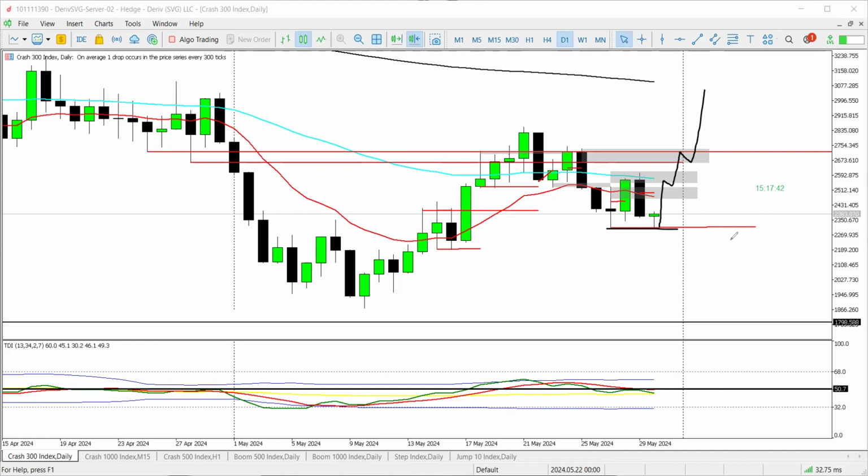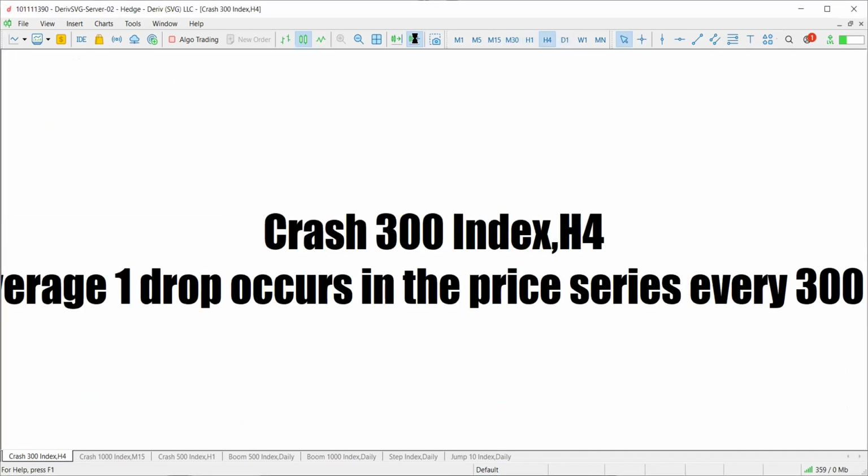Remember, on the left-hand side, we've got this demand zone. So price can still react from here and actually push up. So be open to see price do that. But for now, if we can break this level, I think that could be a safe sell. Drop to H4, see if we've got any supply zones.